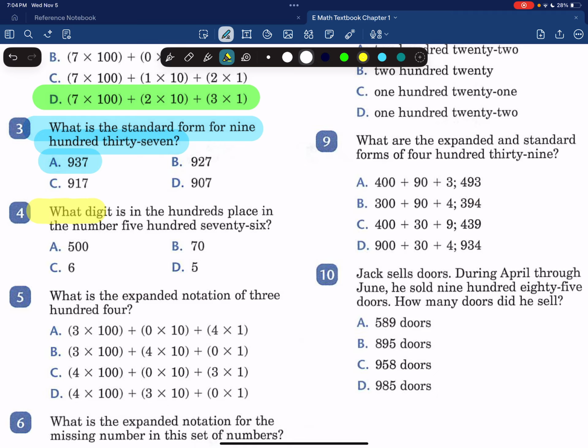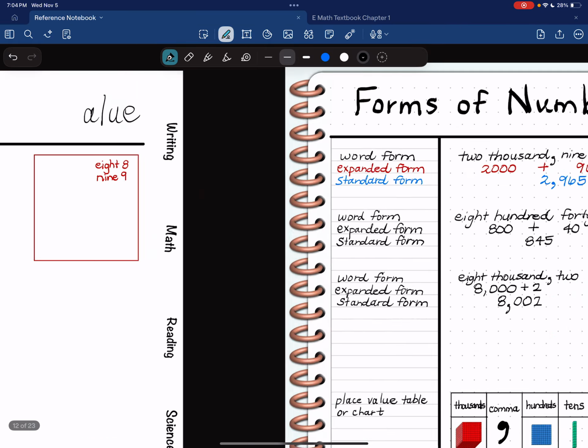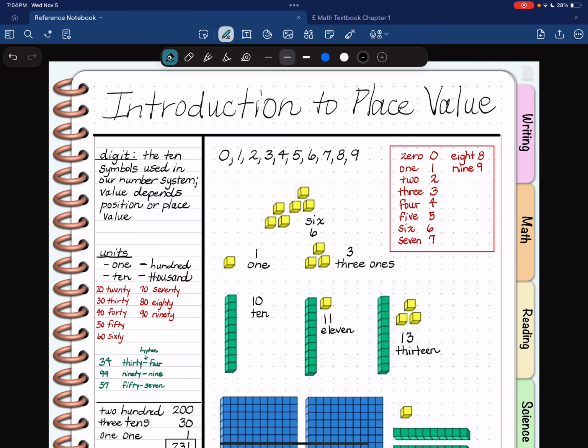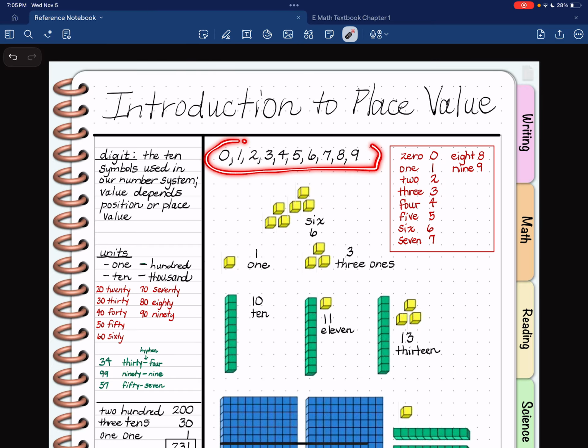Number 4. What digit is in the hundreds place in the number 576? So if you write that number, be careful. The key word in this question is digit. So remember the definition of a digit. A digit is one number. If you go back to your notebook, if you have to, look it up. It's okay. A digit is one of those.